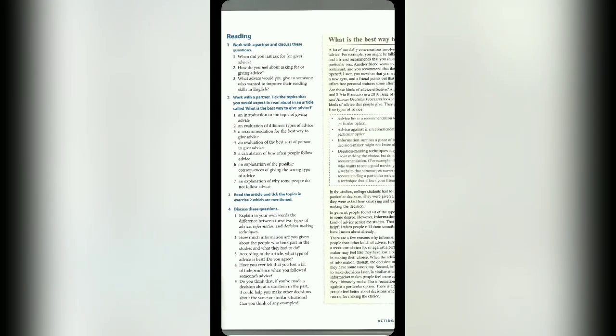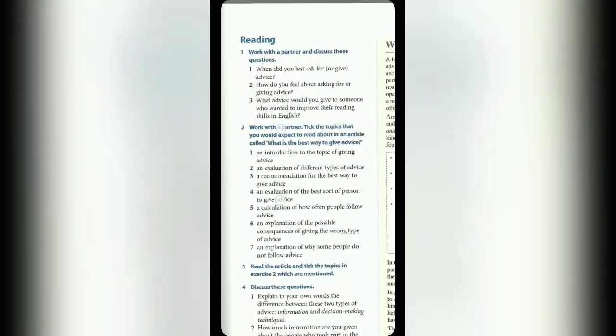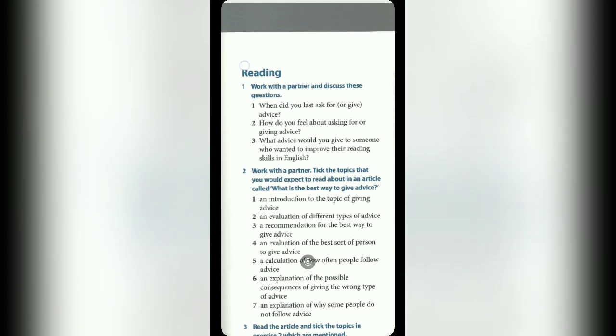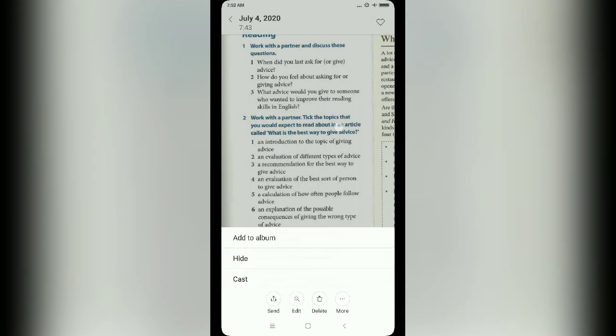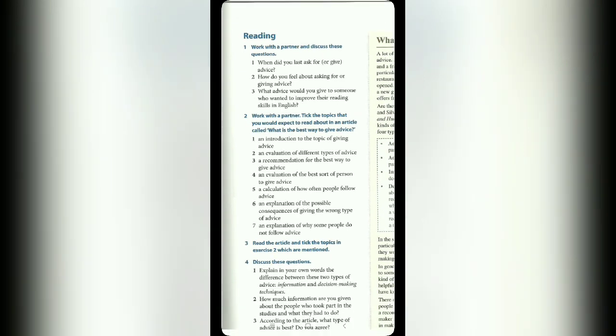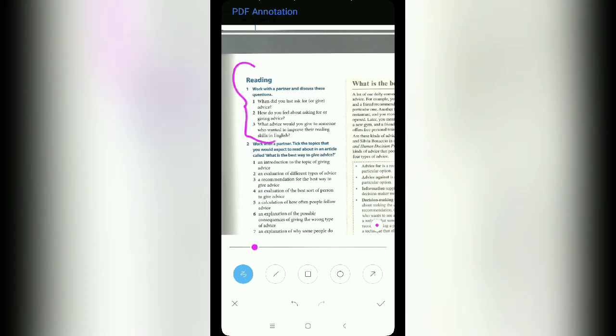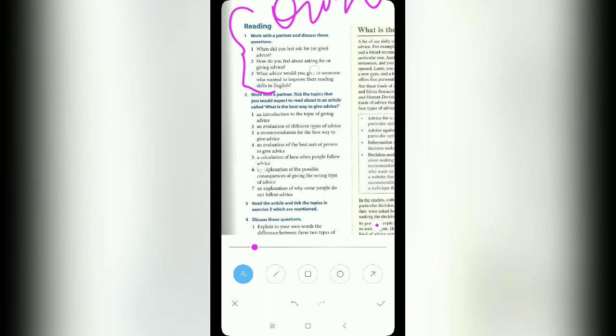Students, as you can see on my screen, reading part. Work with a partner and discuss these questions. When did you last ask for or give advice? This you will do on your own because it is based on your personal experience. The reading part also you will do on your own. You can comment and tell me in the comment section, okay?